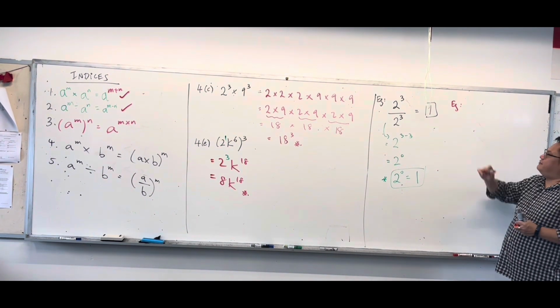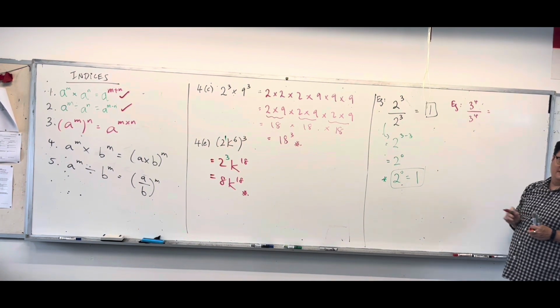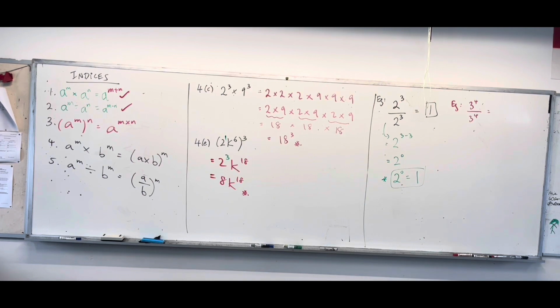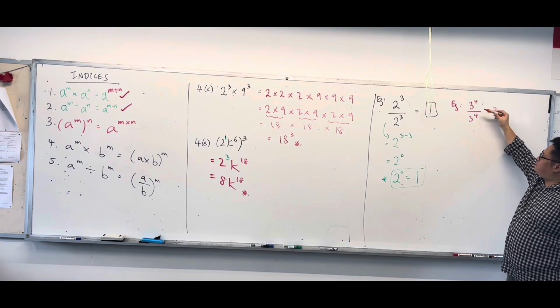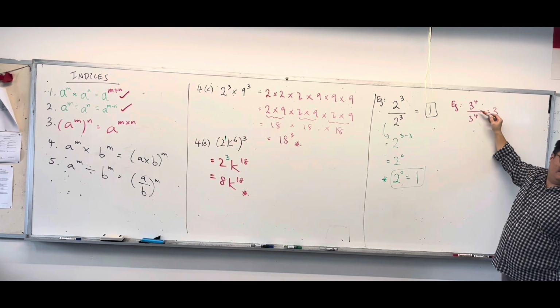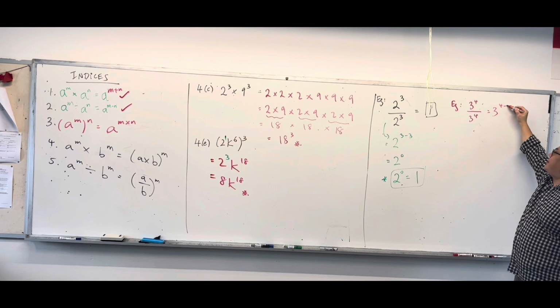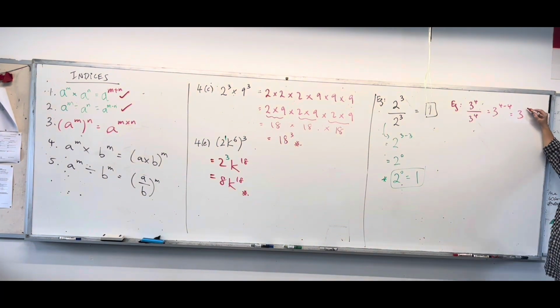What if I have 3 to the power of 4 divided by 3 to the power of 4 equals? Okay, let's test it again. Okay? 3 to the power of 4, divide two expressions with the same base. When you divide the same base, what do you do with the power? Subtract. So 4 minus 4. Right? So 4 minus 4 equals 3 to the power of what? 0. Okay, we all know that by heart, 3 to the power of 0.